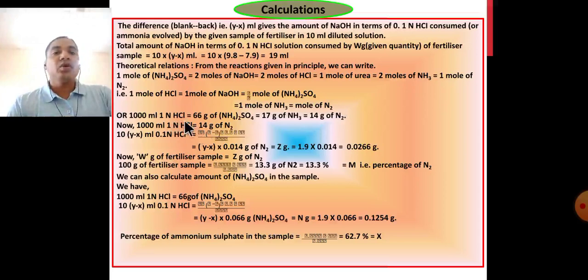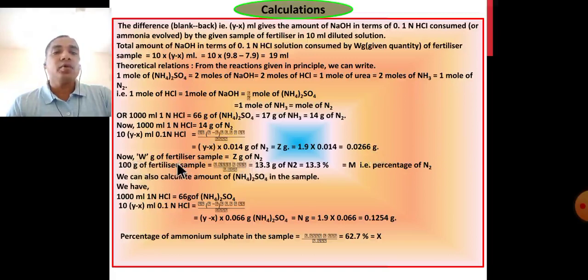Or 1000 ml of 1 normal HCl is equal to 66 gram of ammonium sulfate is equal to 17 gram of ammonia is equal to 14 gram of nitrogen. Now 1000 ml of 1 normal HCl is equal to 14 gram of N2. So 10 into (Y minus X) ml of 0.1 normal HCl is equal to (Y minus X) into 0.014 gram of N2 is equal to Z gram. Therefore 1.9 into 0.014 is equal to 0.0266 gram, Z gram of nitrogen.